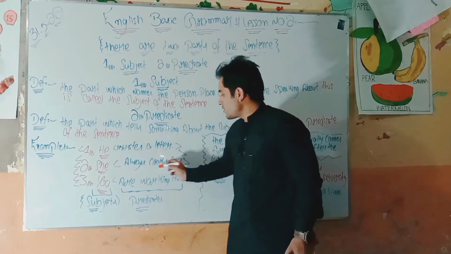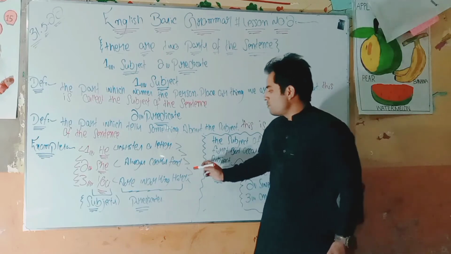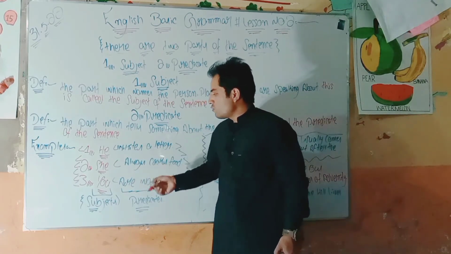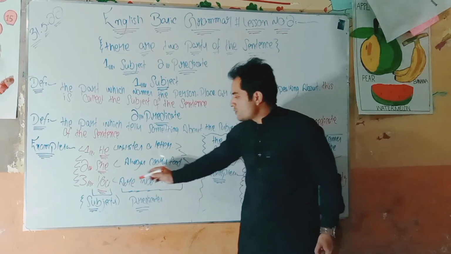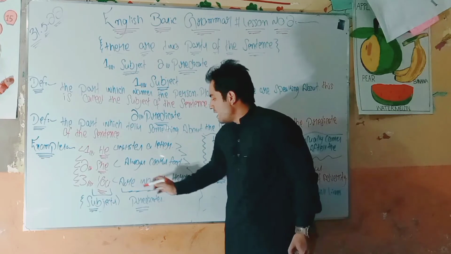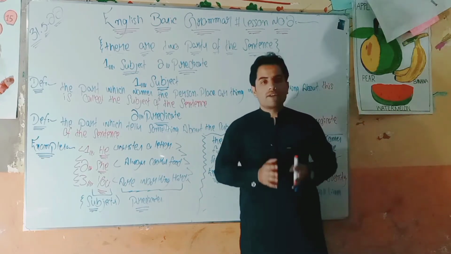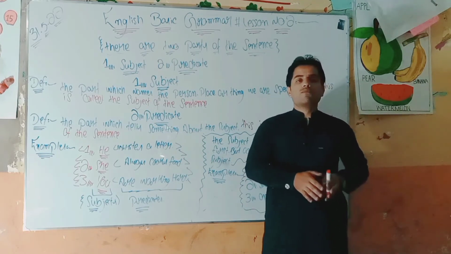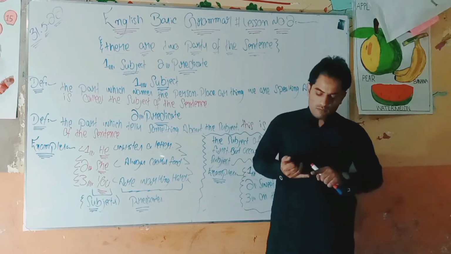Now, she always cooks food. She is my subject. Always cooks food is the predicate because it tells something about she, what she performs. Now, you are working hard. So you is the subject and are working hard is the predicate. So I hope you have understood something about subject and predicate. Now let me teach you some more examples.